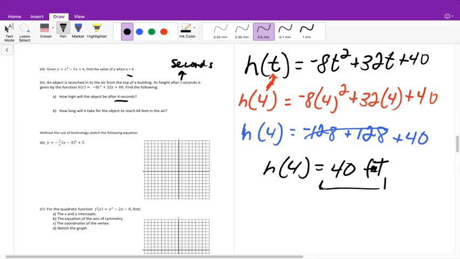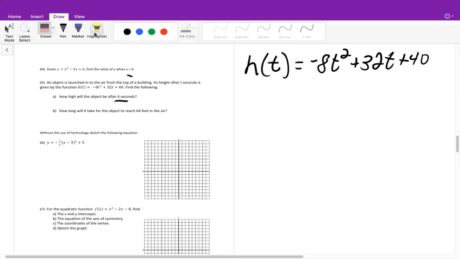A lot of you guys on your tests try to then divide by 4. That is not true because this isn't h times 4. It is h of 4. So it's not being multiplied here, but it's telling us what we substituted in for our variable. All right, let's go on to the next one, part B.